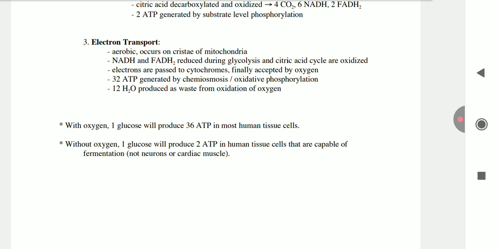With oxygen, one glucose will produce 36 ATP in a human tissue cell. Without oxygen, one glucose will produce 2 ATP in human tissue that is capable of fermentation, not neurons or the cardiac muscle.